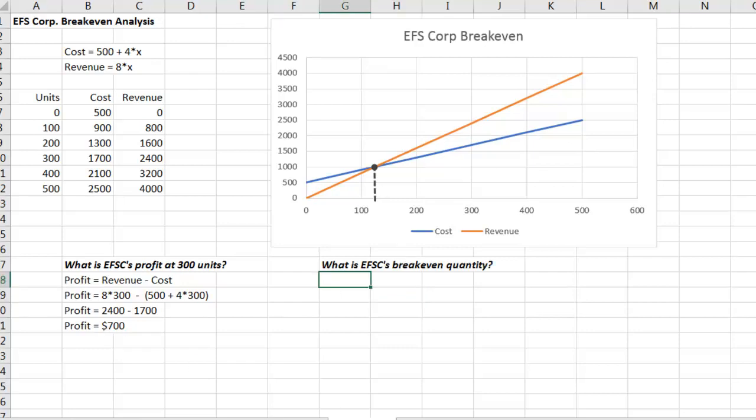Now our next question, what is EFSC's break-even quantity? We know that it's around 120. We can see that from the graph. But what value is it exactly?